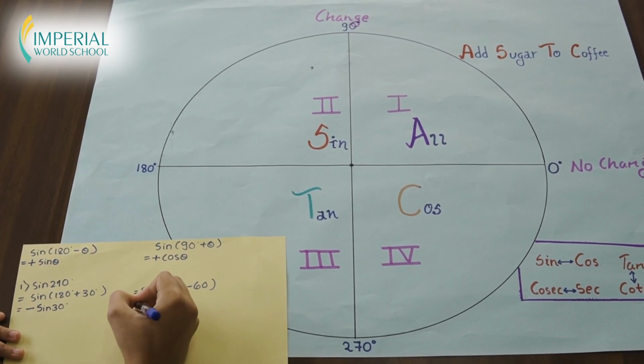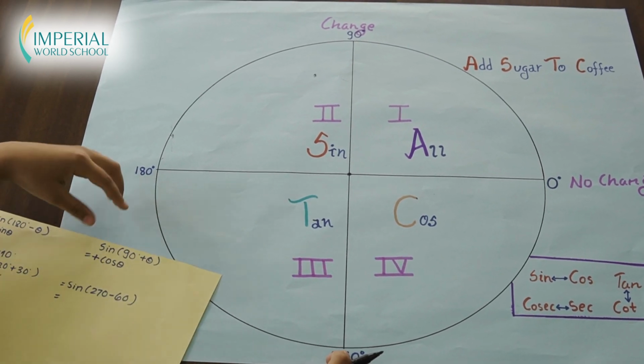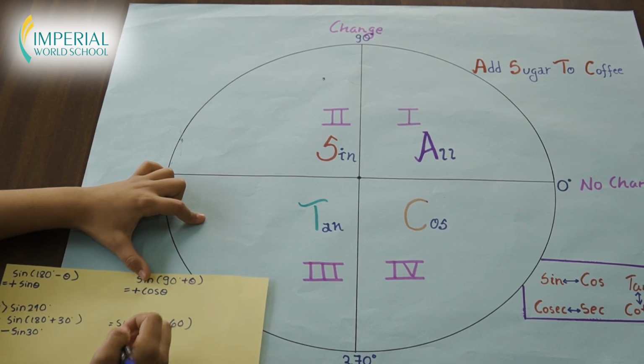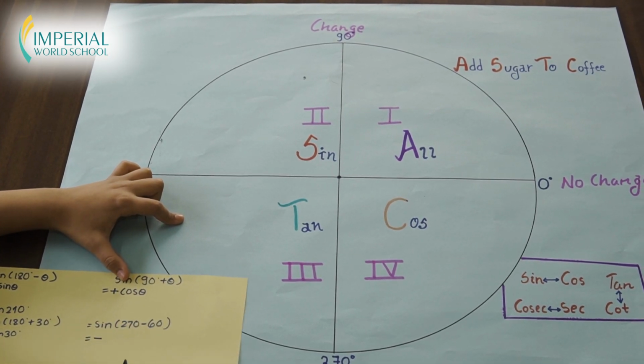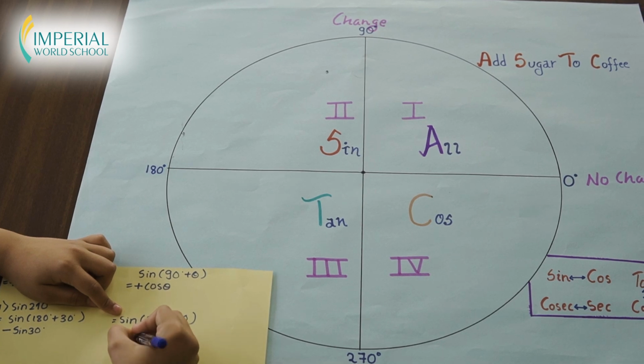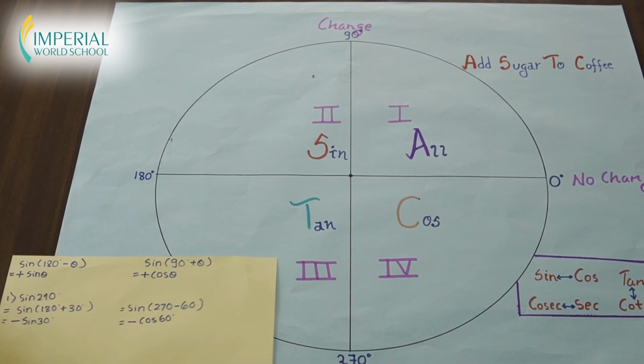Now we're going to solve it using the second one. This is 270, and 270 minus 60 means that it lies in the third quadrant. In the third quadrant, sine is negative, so it will be minus. However, this is the change of axis, so sine is going to change to cos. So our final answer is minus cos 60 degrees.